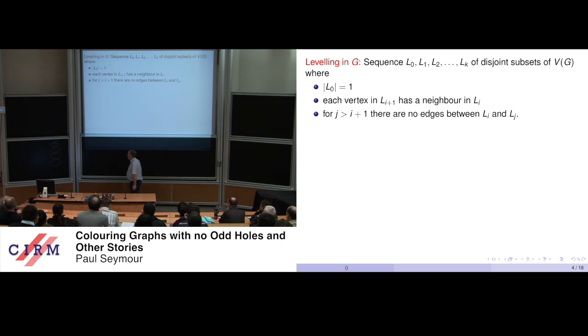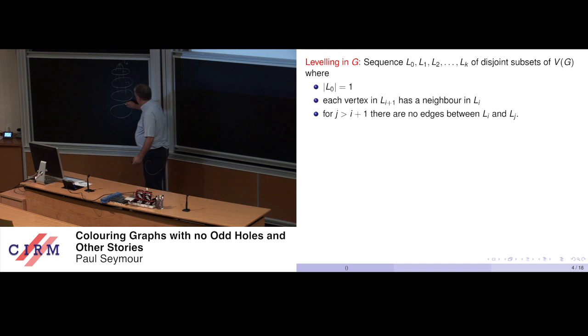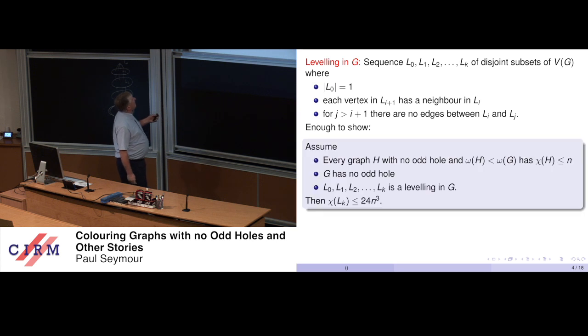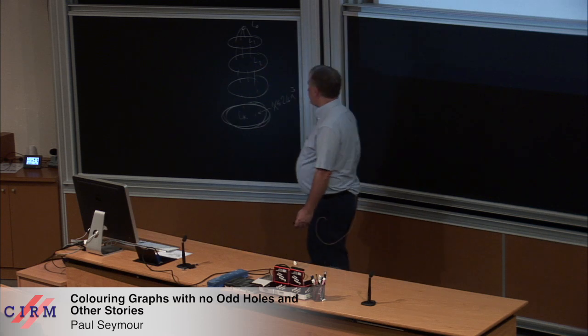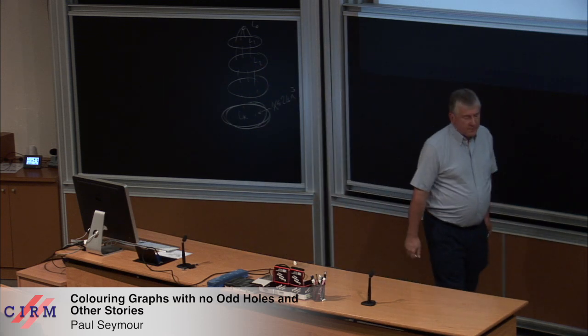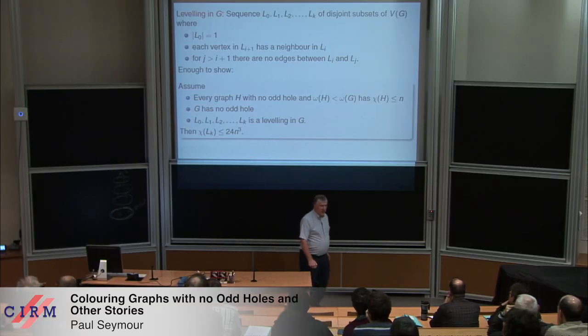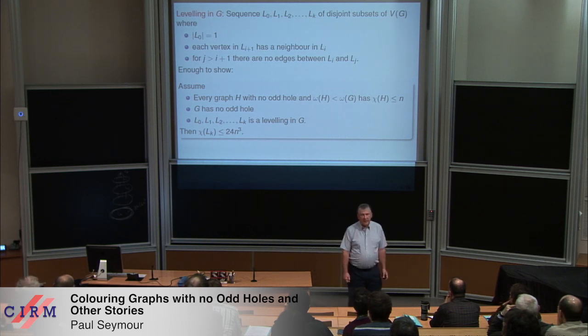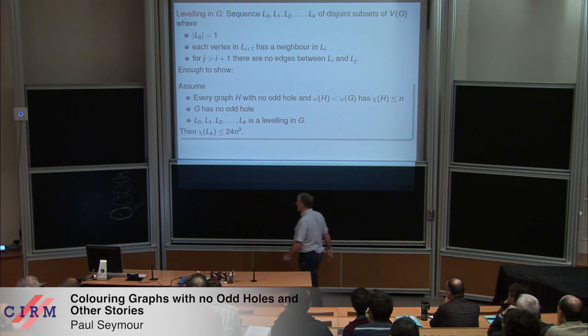So it's enough to prove that one level has chromatic number at most 24 n cubed, and that's what we're going to prove now. We want to prove that if this is Lk, the chromatic number is at most 24 n cubed. Now it's a statement about a level, so we don't really care about the other levels. I mean, we could delete them. What would happen if we deleted them?